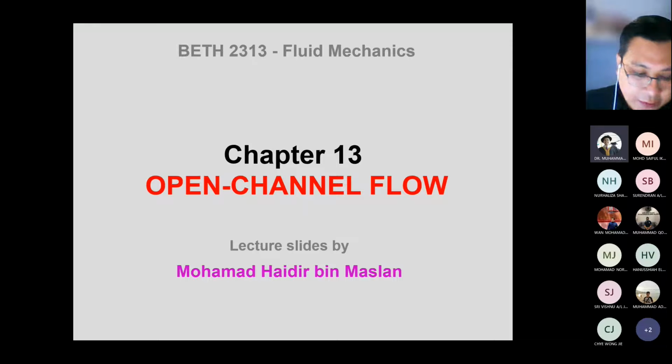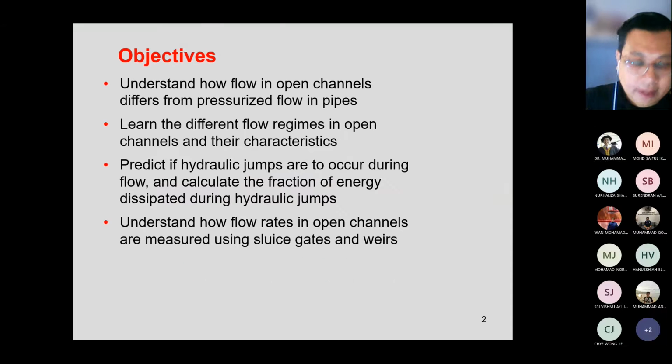In chapter 13, we will discuss open channel flow. Actually, this slide is shared from Dr. Muhammad Haider bin Maslan. Never mind, we can still use it because it has similar content to what the syllabus provides.